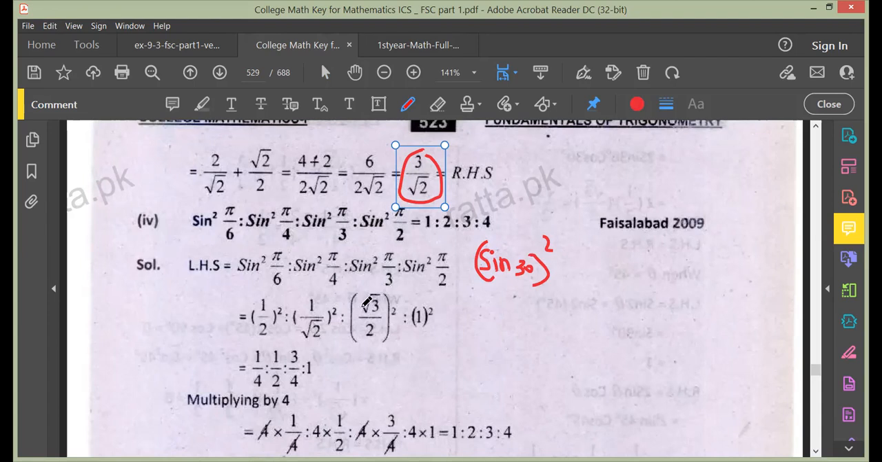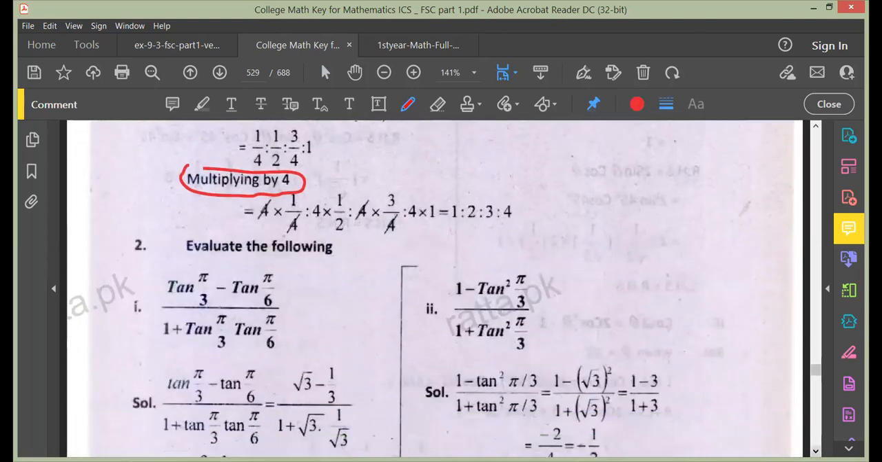So sine 60 is equal to square root 3 over 2, and there will be the square on this. And sine pi over 2 is equal to 90. Sine 90 will be equal to 1. So our final answer will be equal to 1 ratio 2 ratio 3 ratio 4. How? Because if we add 1 over 4, 1 over 2, and so on, simply after multiplying with 4, our final answer will be equal to 1 ratio 2 ratio 3 ratio 4.